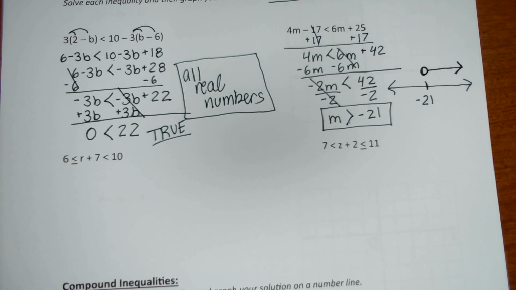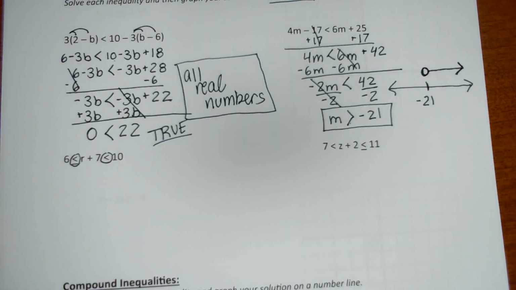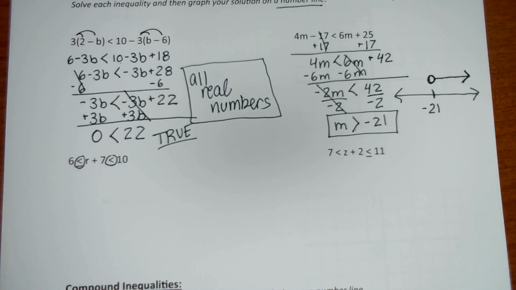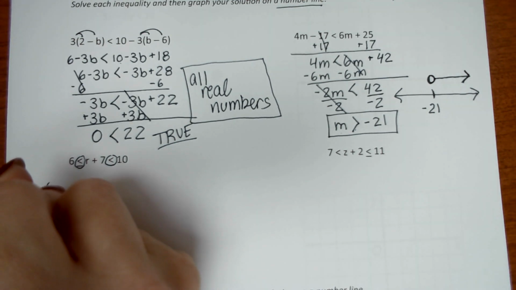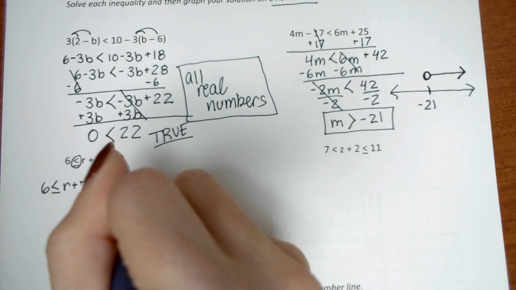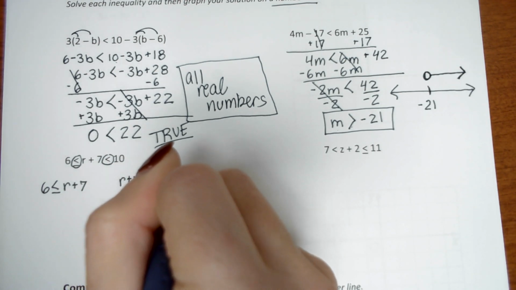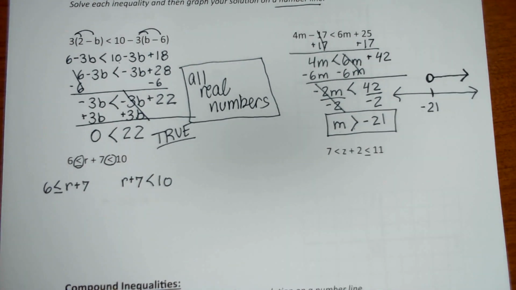Now, the next two are compound inequalities. We know that because they have more than one inequality symbol in the expression. So to solve these, we first split it up into two separate inequalities. So that would start with 6 is less than or equal to r plus 7. And then r plus 7 is less than 10.